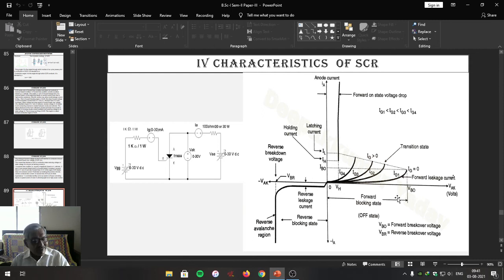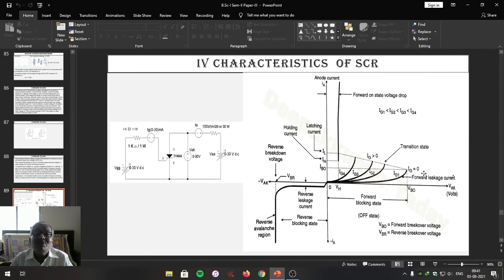How have we defined SCR? SCR is a multi-layer, multi-terminal, multi-junction semiconductor switching device with a regenerative feedback. The concept of regenerative feedback we have studied in the two transistor analogy of SCR. Friends, this is the forward IV characteristics of SCR.